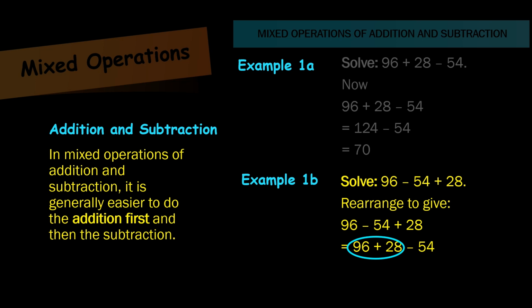Doing the addition first gives us 124 minus 54, which equals 70.